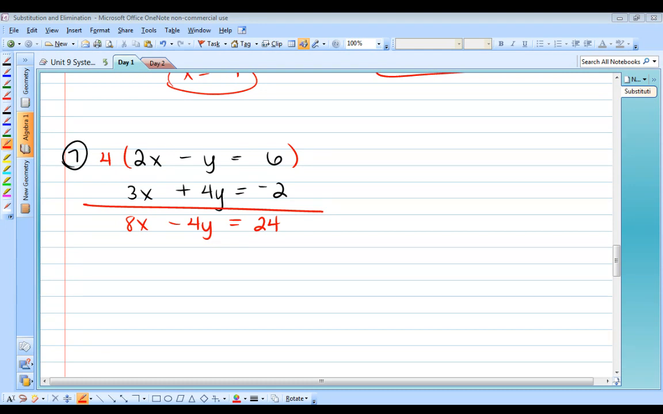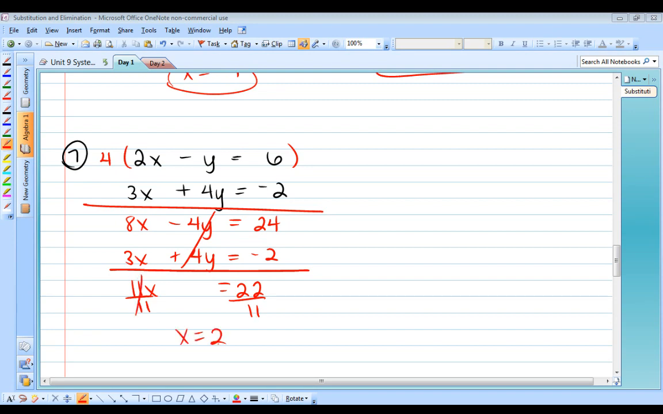So everything in the top row gets multiplied by 4. Nothing is happening to the bottom row, so I'm going to copy it: 3x plus 4y equals negative 2. Draw my line. Now do my y's eliminate? Yes. They are opposites now. They can cancel out. So now I've got to combine my x's and my constants. What is 8x plus 3x? 11x equals, what's 24 minus 2? What do I do to solve for x? Divide by 11. And x equals 2. How can we get our y value?